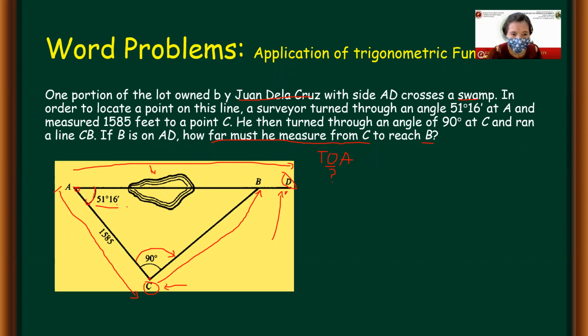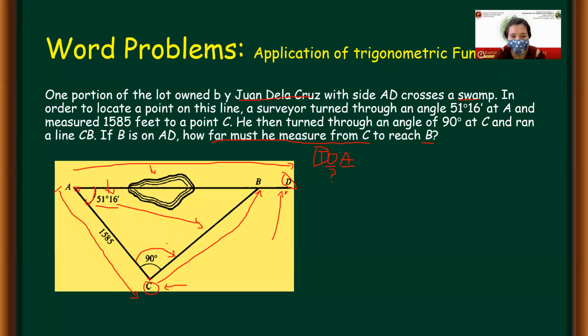The opposite of the angle is side CB, that is what we need to find. However, we have the angle, which is 51 degrees 16 minutes, and the adjacent, which is 1585. So we have one unknown and two known values, so we can compute CB. So, we can use TOA.